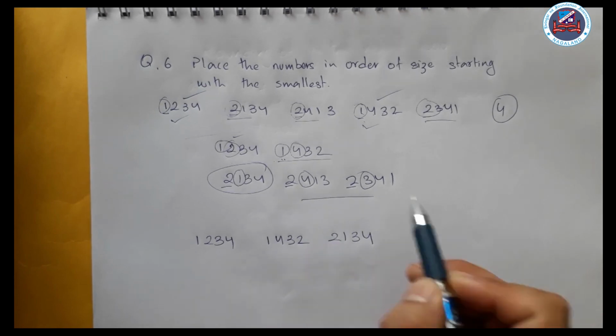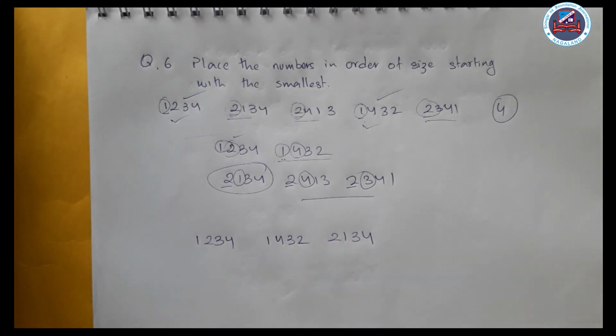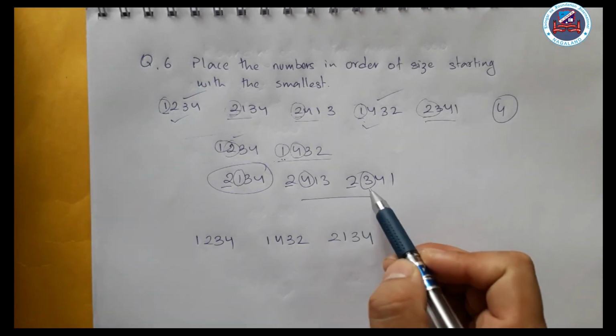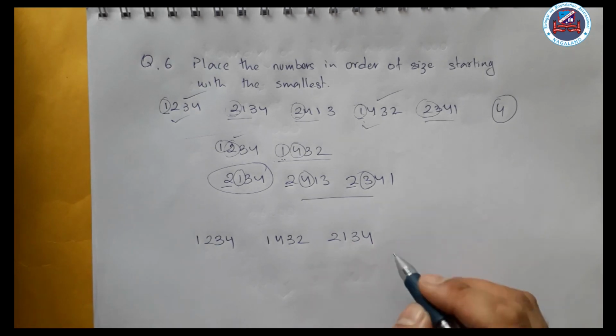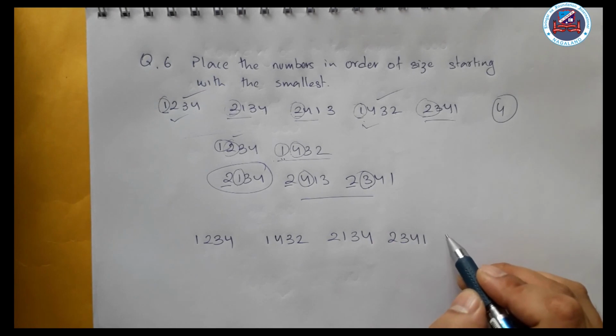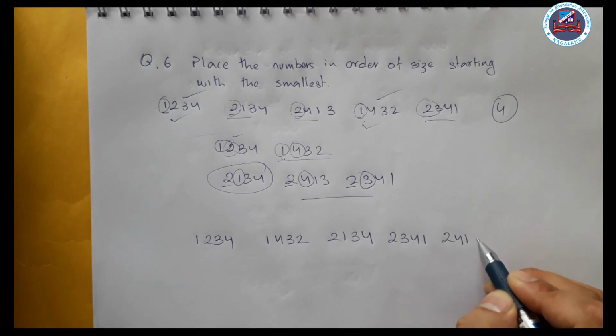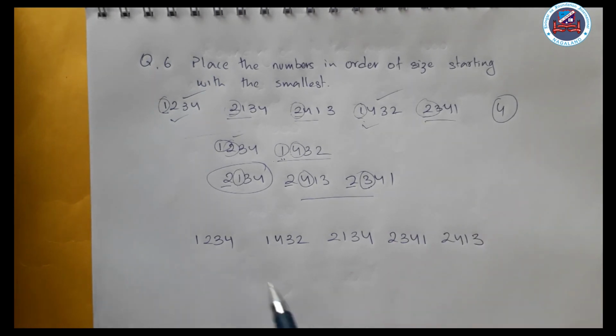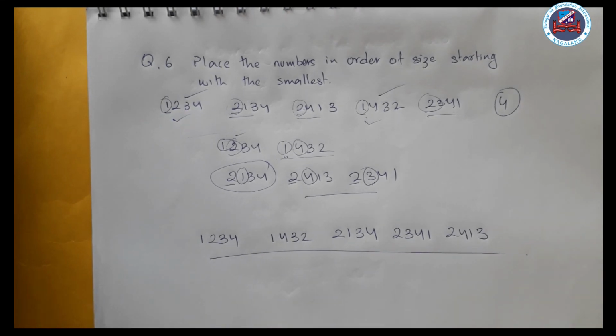Now you're left with these two numbers. Again, 4 is bigger than 3. So 23,41 will be the next number. And finally, 2413 is the greatest number. So you have it, it's arranged in ascending order. That means starting from the smallest to the greatest.